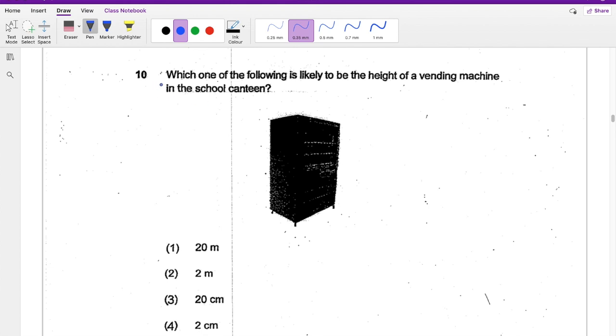Question 10. Which one of the following is likely to be the height of a vending machine in the school canteen, right? So normally when we have a vending machine here, for example, as a child, you feel 1.4 meter, right? Somewhere around here. So this one you may consider is around 2 meters, right? If 20 meters, that would be very high. You know, our HDB house, normally the height is 2.8 meters, right? The condominium is around 3 meters for the interior, right? And a vending machine can't be only 20 cm or 2 cm.